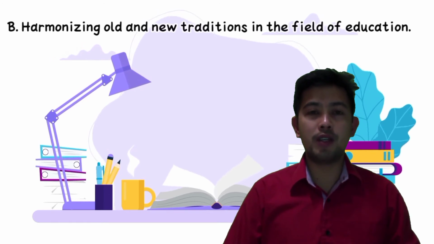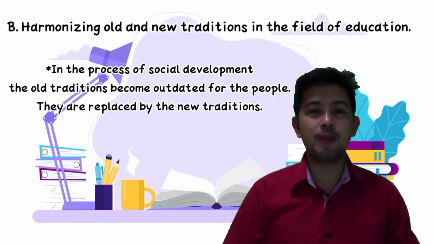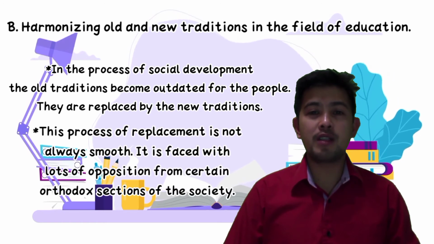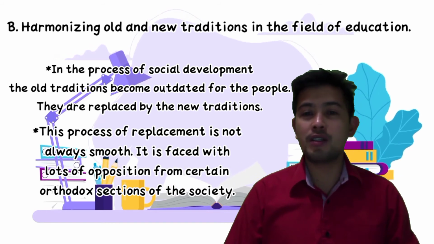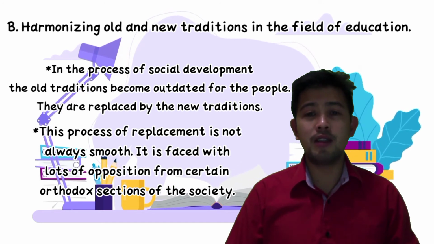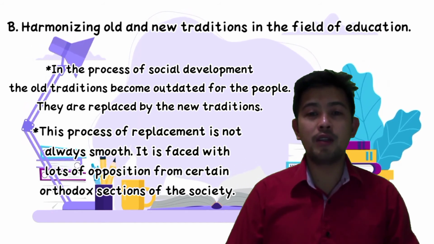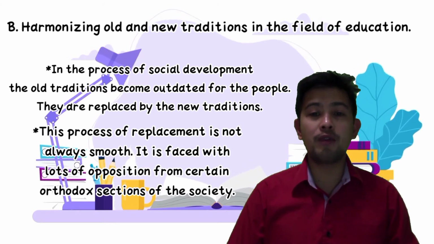B. Harmonizing old and new traditions in the field of education. In the process of social development, the old tradition becomes outdated for the people. They are replaced by the new traditions. This process of replacement is not always smooth. It is faced with lots of oppositions from certain orthodox sections of the society. It must be kept in mind that every old is not outdated and every new is not perfect. Therefore, there is a need of coordinating the two in order to maintain the harmony between both. This function can be performed by philosophy of education.